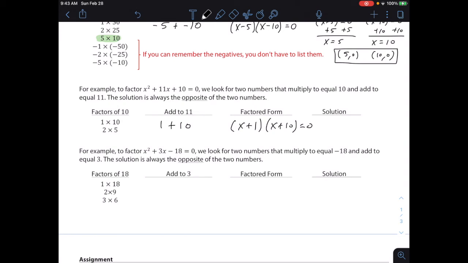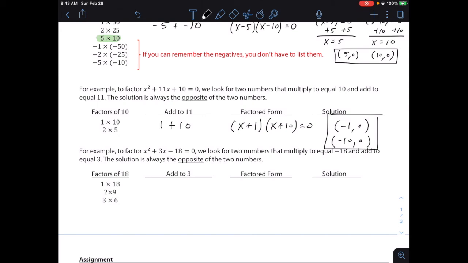And so here for my solutions, I'm not going to bother with doing all the extra work for my solutions. I'm just going to write negative 1, 0 and negative 10, 0 and put a box around it because those are the opposites of 1 and 10. Okay, so the solutions are always the opposite of the two numbers. And it says that there in the problem, right?